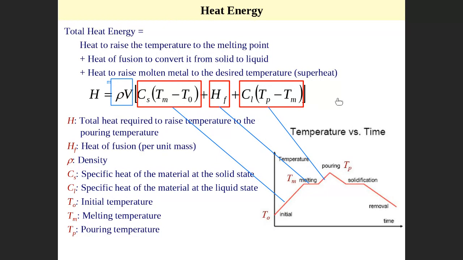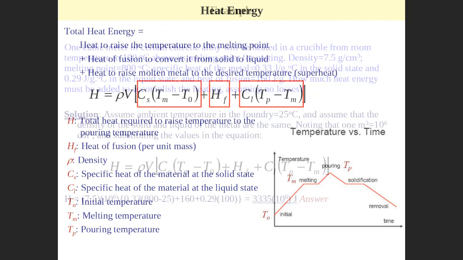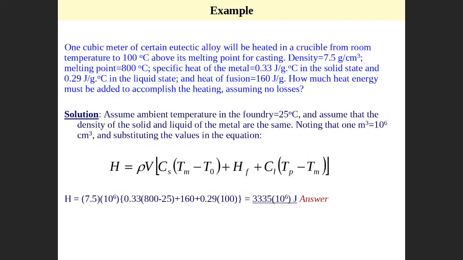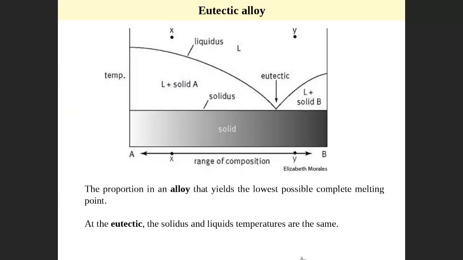Here you can get the heat required to melt the material, or to heat the material up to not only melting but boiling temperature. Right. Let's take an example and see how to apply this equation. Example: 1 cubic meter of a certain eutectic alloy. When you say eutectic alloy, there is a specific meaning.